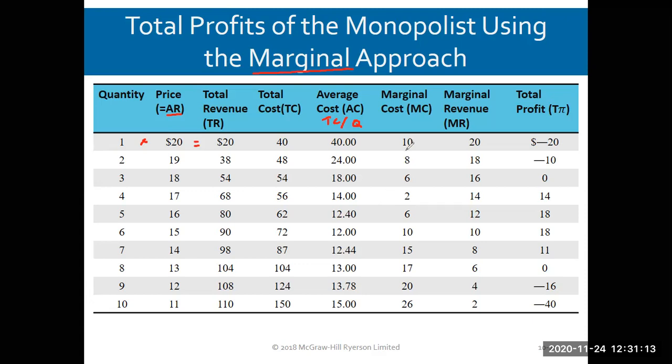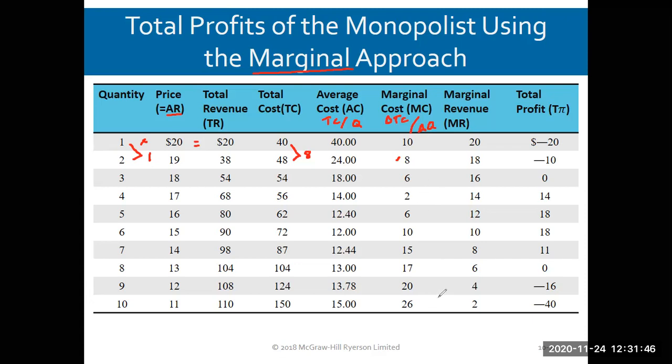Our marginal cost, we know that's the change in total cost or change in total variable cost. Remember, they're the same thing. The change is the same thing. So our change in total cost from 40 to 48 is 8, and we divide by our change in quantity from 1 to 2, which is 1. 8 divided by 1 is a marginal cost of 8. Okay, perfect. And we do that all the way down to calculate marginal cost. We see that it falls and then it rises.